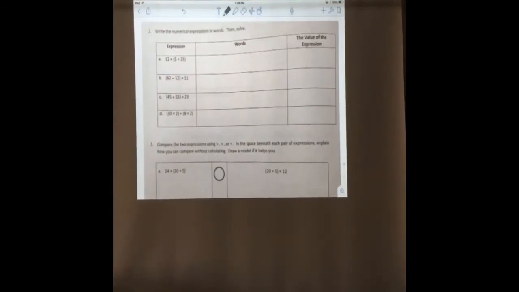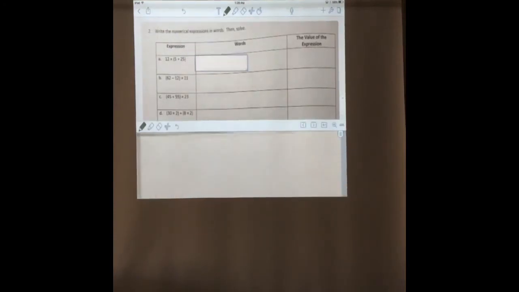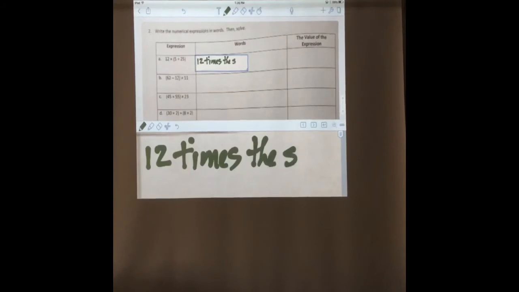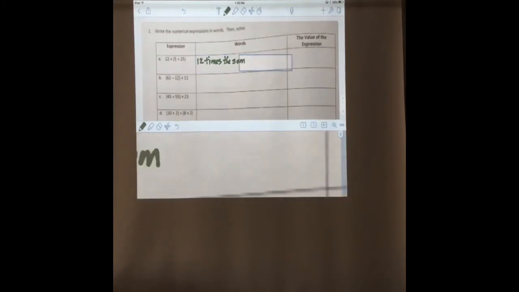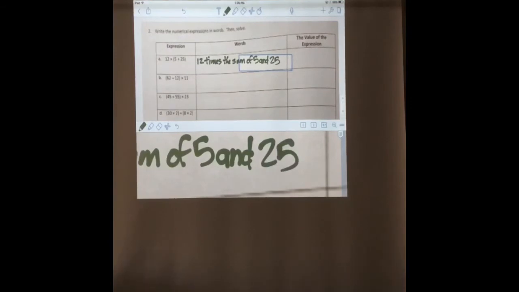We write out 12. You know what? I'm going to have to use my other little writing thing. Sorry. I hope it's not too confusing for anybody. I'm going to say 12. Wow. It is not cooperating with me today. 12 times the sum of, and when we say the sum, that means we're going to add, right? The sum of 5 and 25. So that would be perfect. Nicely done, people.